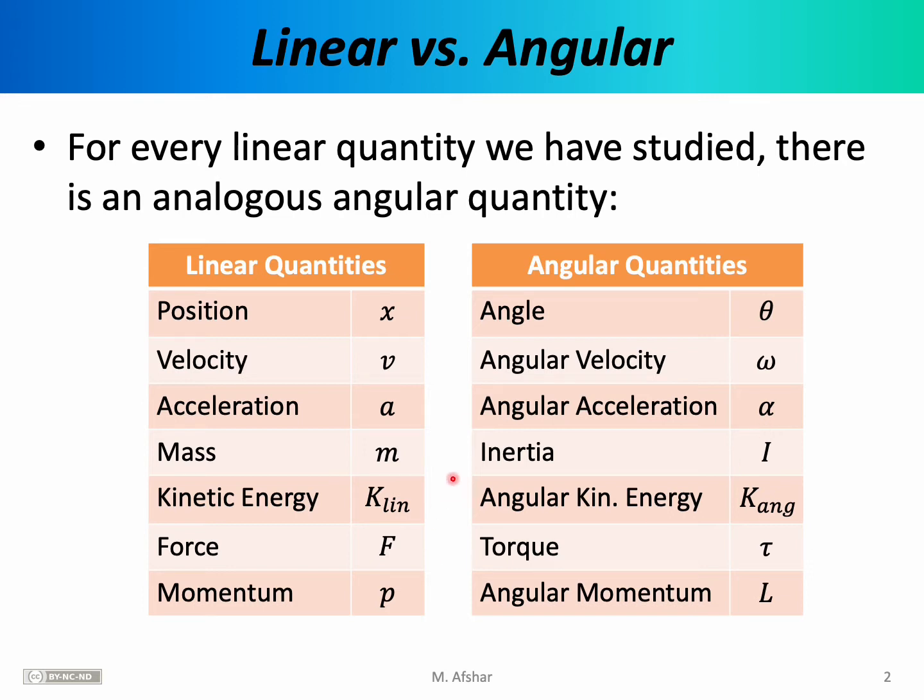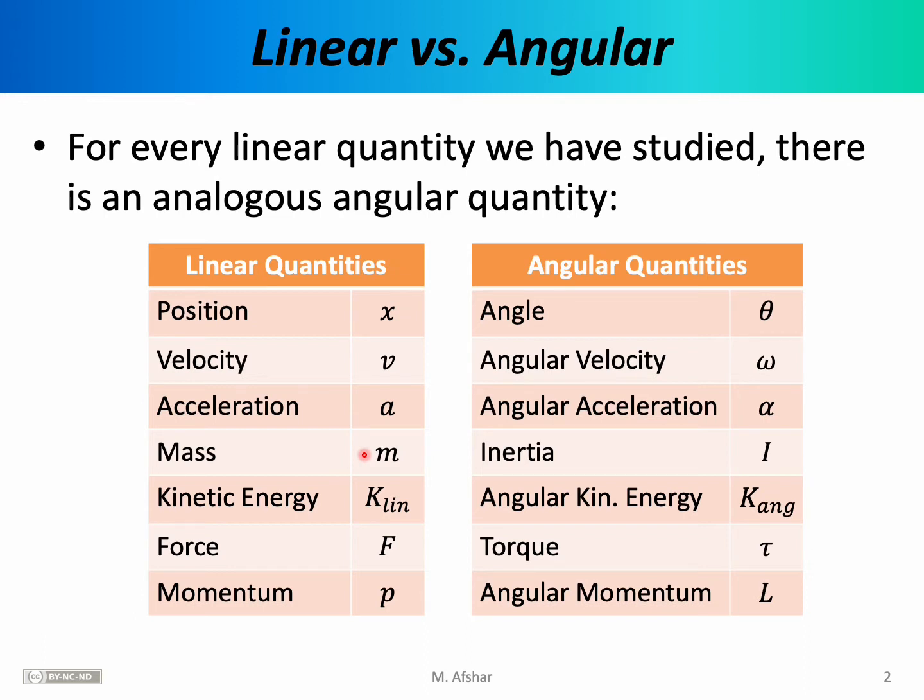In the linear world, mass was an important quantity for us because mass told us how difficult it was to accelerate an object. An object that has a large mass is going to be difficult to accelerate or decelerate. So mass is a measure of the resistance of an object to linear acceleration.